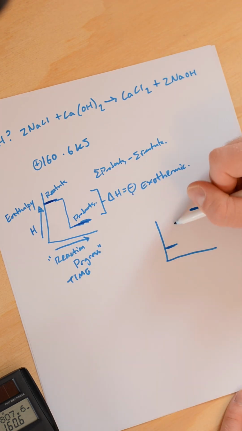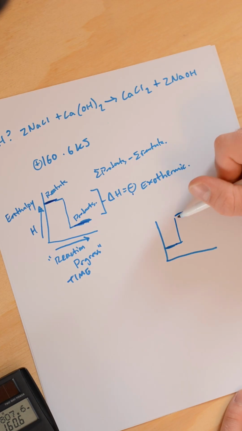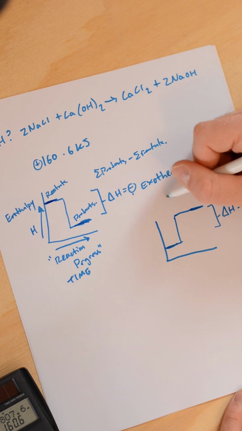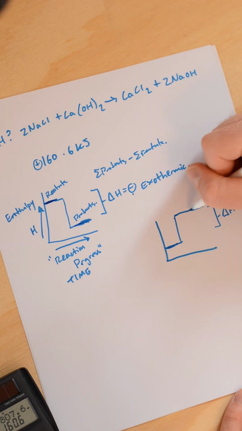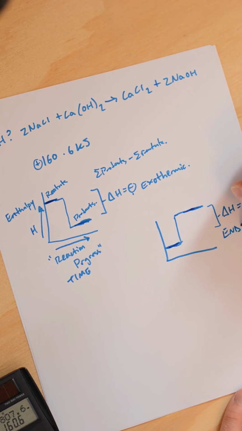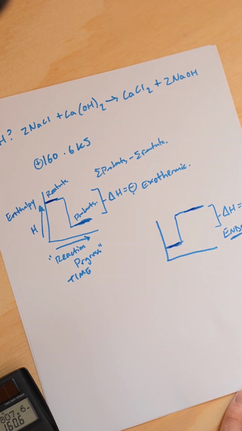If the reactants have less energy than the products, well, again, this energy had to come from somewhere. It means we're required to input energy to make this reaction actually happen. The delta H is positive because now when you do products minus reactants, you have a bigger number, subtract a smaller number, and this is what we call endothermic. It's an endothermic reaction.